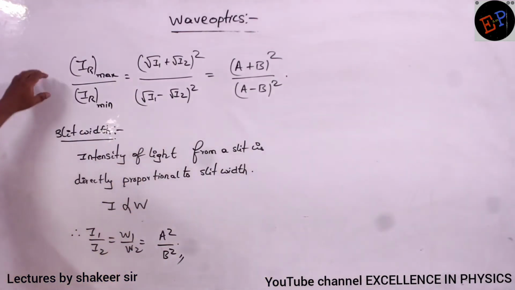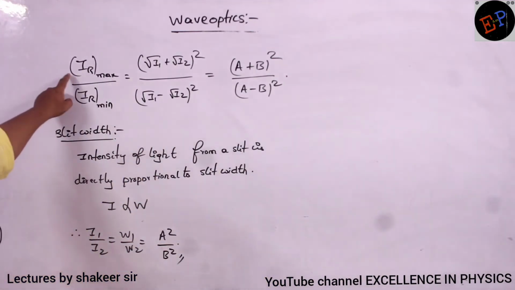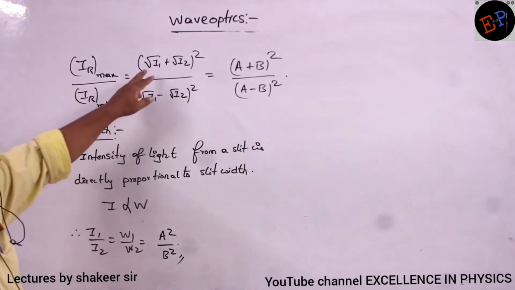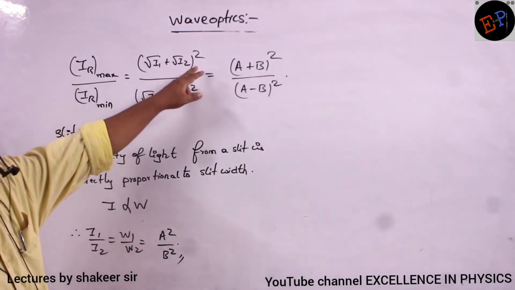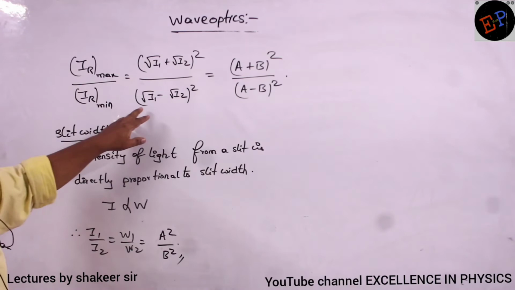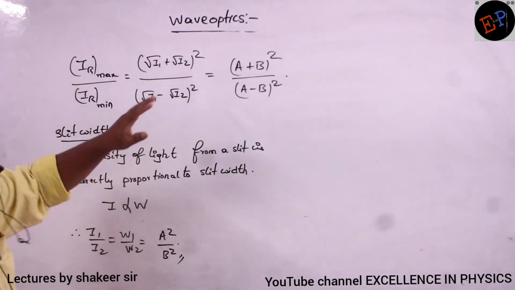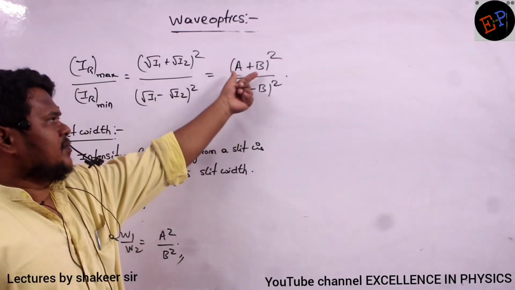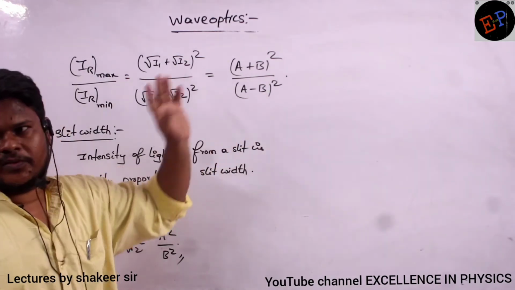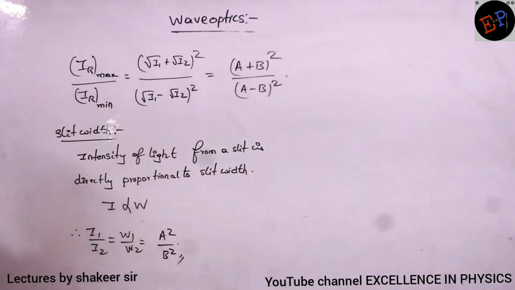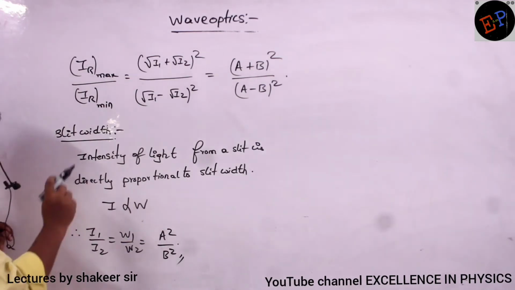So these calculations we have already done. Maximum resultant intensity is (root I1 plus root I2) whole square, and minimum intensity is (root I1 minus root I2) whole square. So (a plus b) whole square divided by (a minus b) whole square. Clear? Similarly, intensity is directly proportional to the width of the slit.